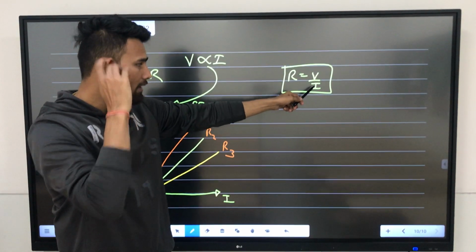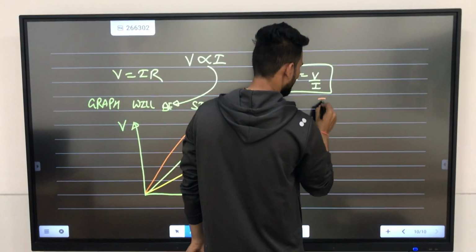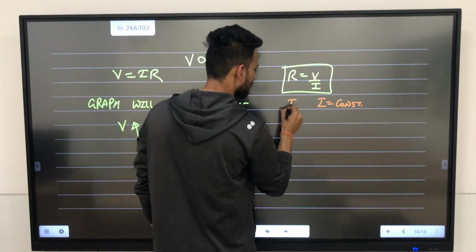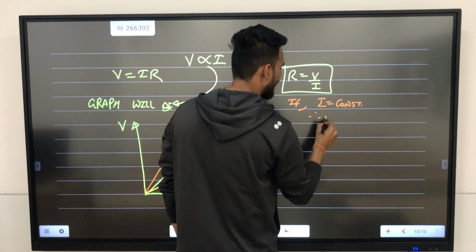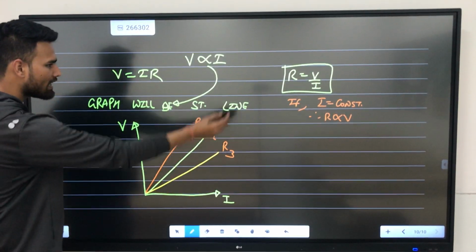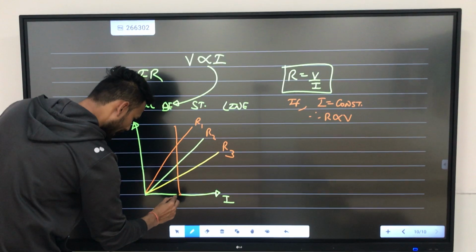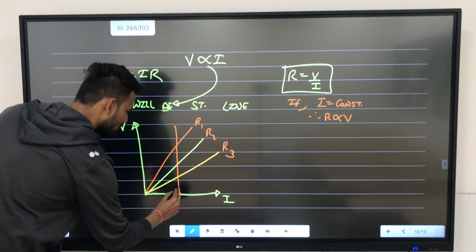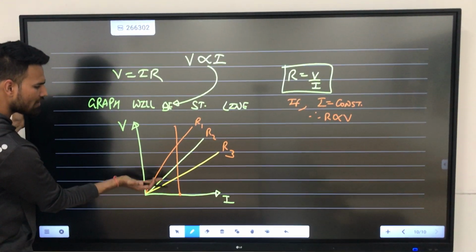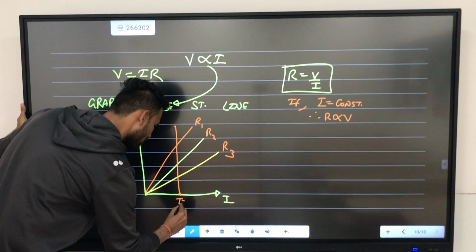If we take the current to be constant, if it's my assumption that I is equal to constant, therefore R is directly proportional to V. How can we keep I constant? Sir, I am drawing a line, and for this particular line, I is constant. Am I clear or not? The potential difference is increasing, but the current is constant.